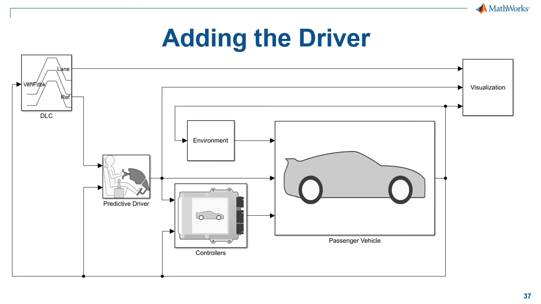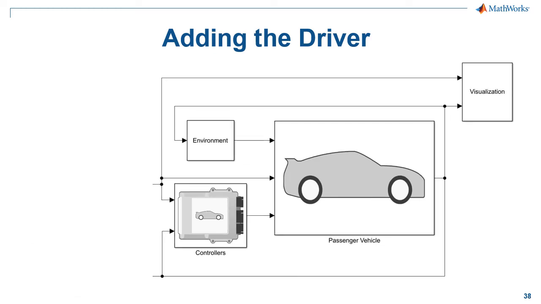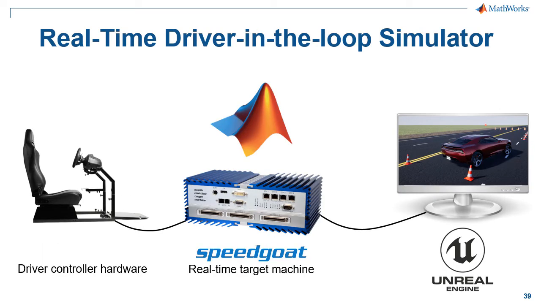Let's see how we used the included reference applications to create this real-time driver-in-the-loop simulation. Well, we identified the part we don't need. We don't need the predictive driver, and we don't need the scene that's controlling the driver. So we removed that, and then we added a controller.